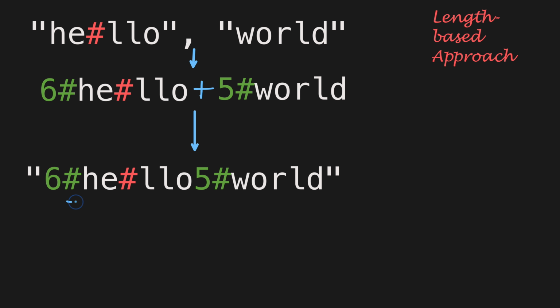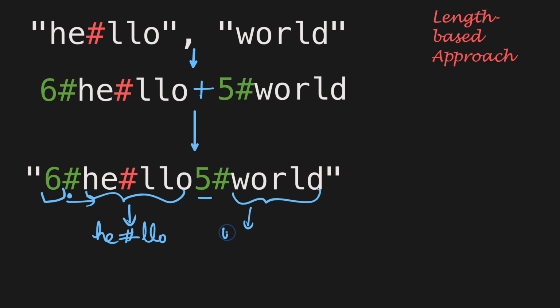We can scan the string from the beginning to find the first hash, and this gives us a number which tells us the length of the first string, which is 6 here. So from here on, we read the first 6 characters and decode the first string, "hello with hash", and add it to our result list. And we repeat this process: find the next hash, get the length, 5 here, and decode the string of length 5 and add it to the result.